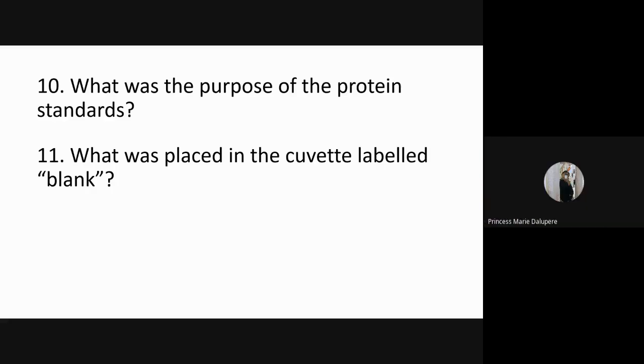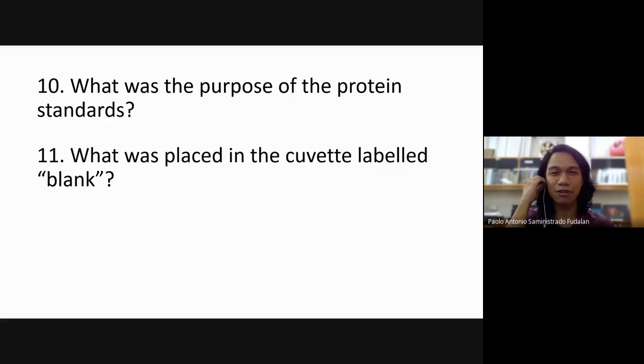PBS, sir. All right. The buffer only, no? What else? There was a buffer, and then there was... What's the reagent, sir? No, the Coomassie Brilliant Blue reagent.